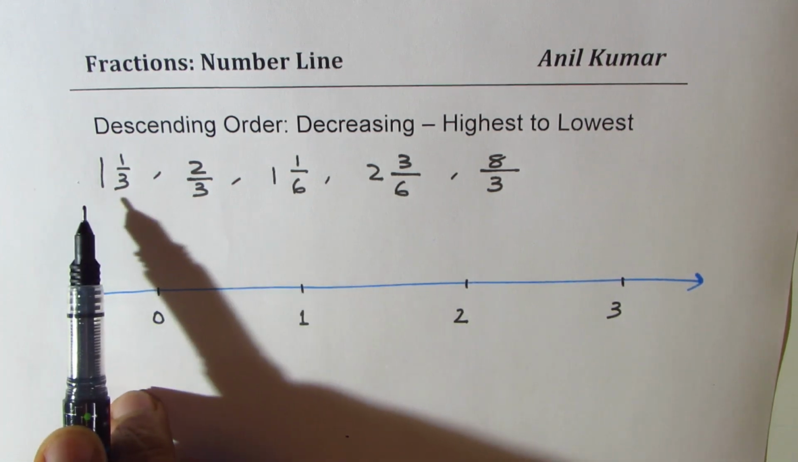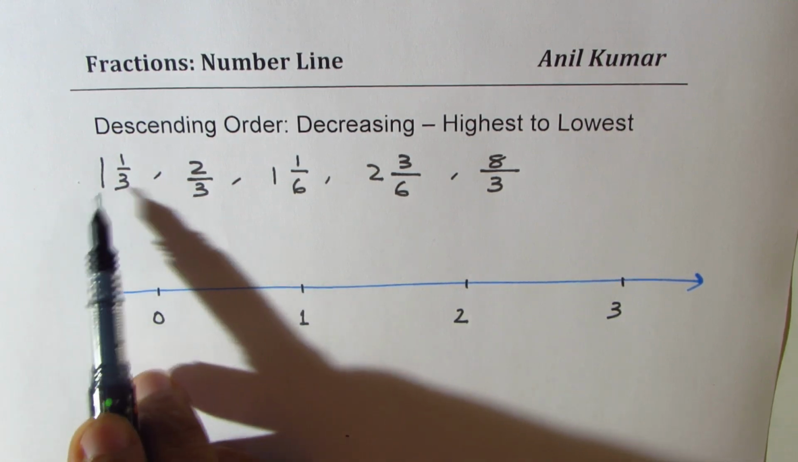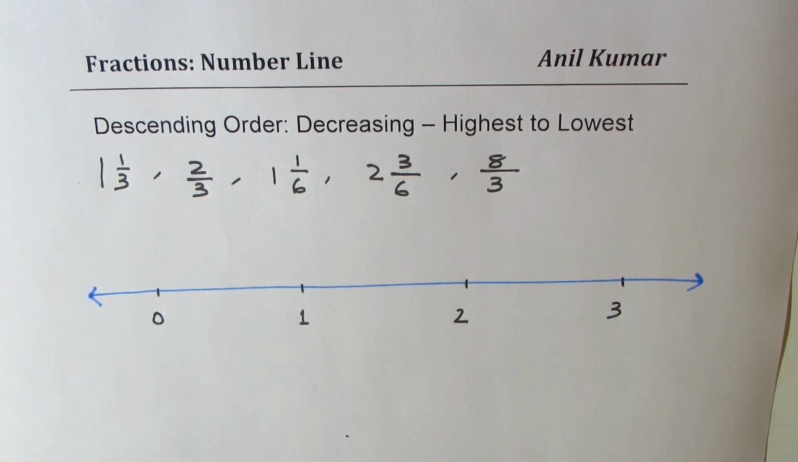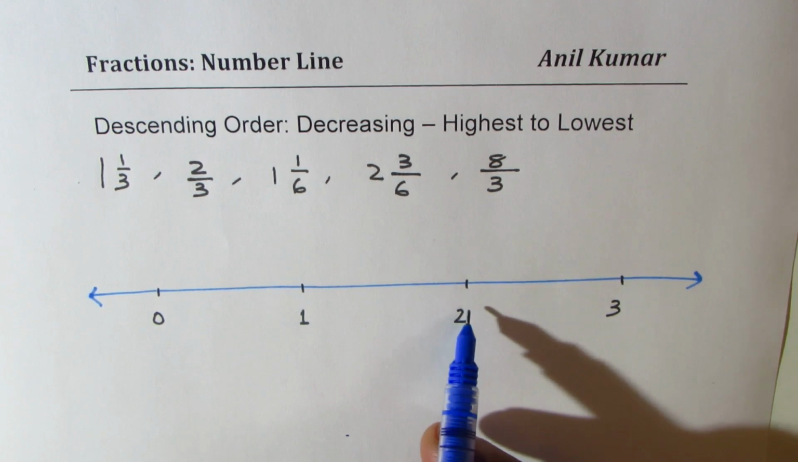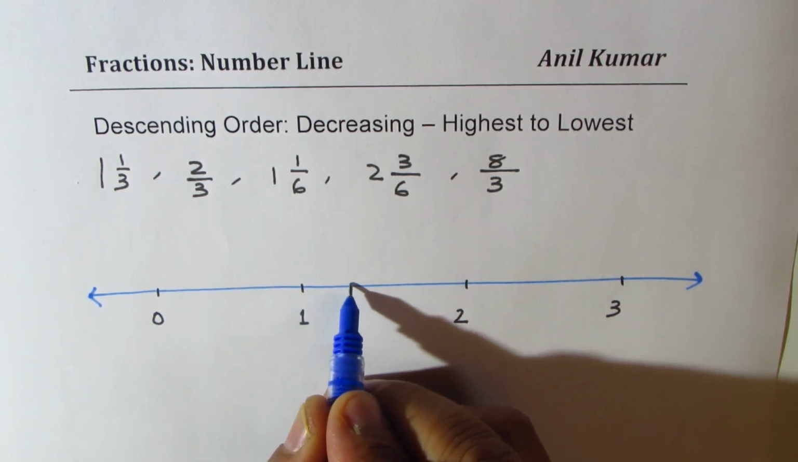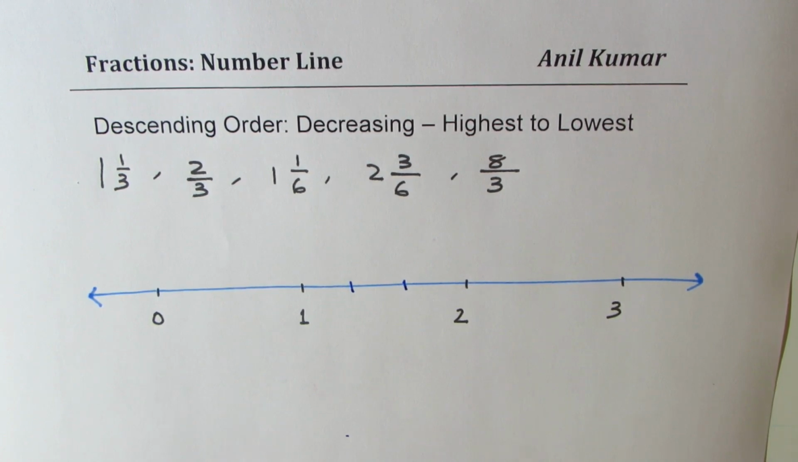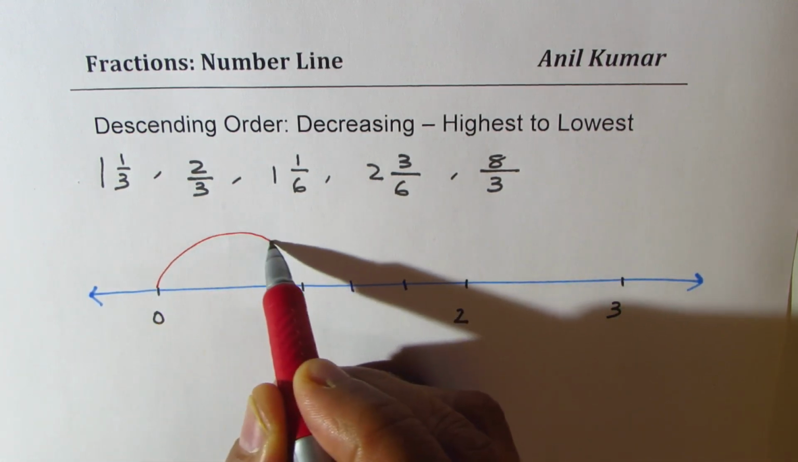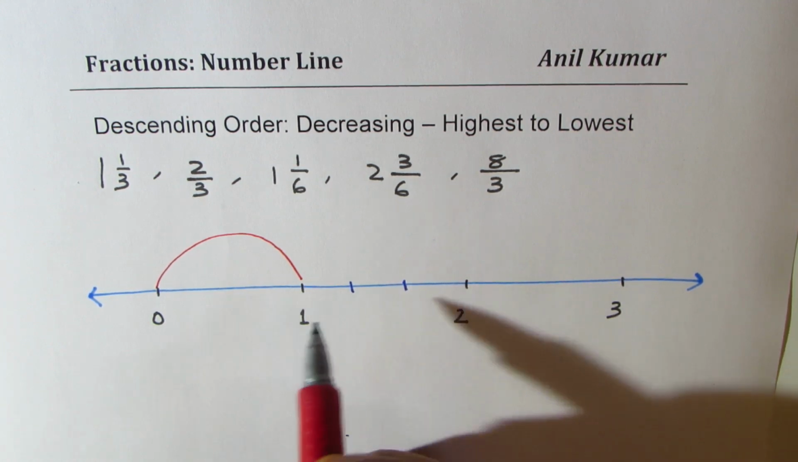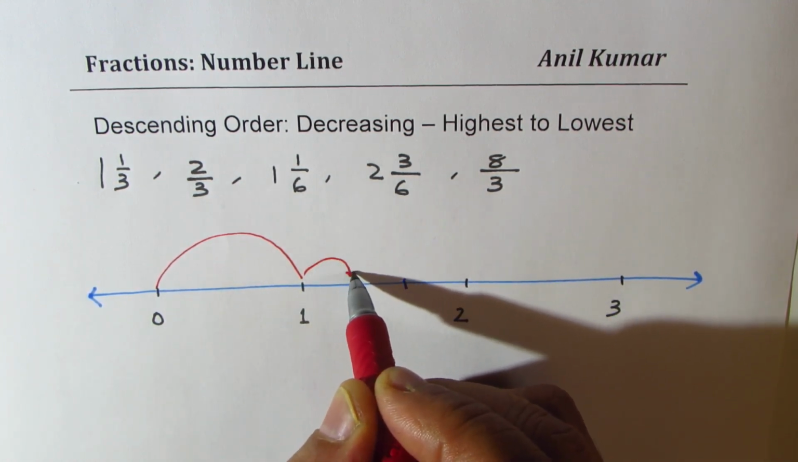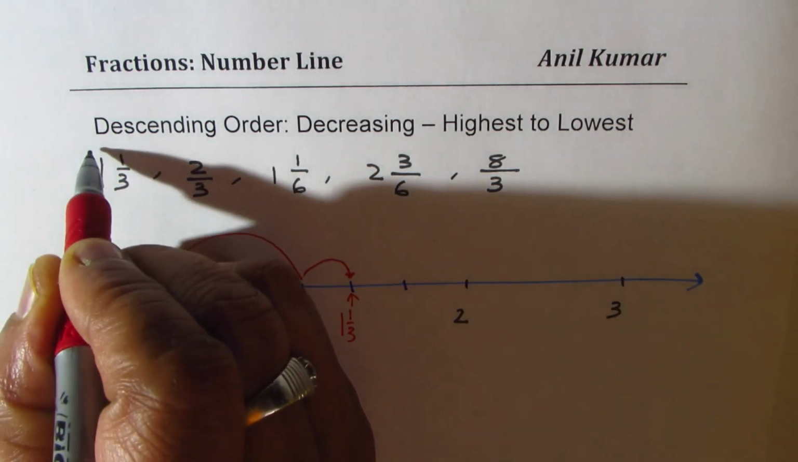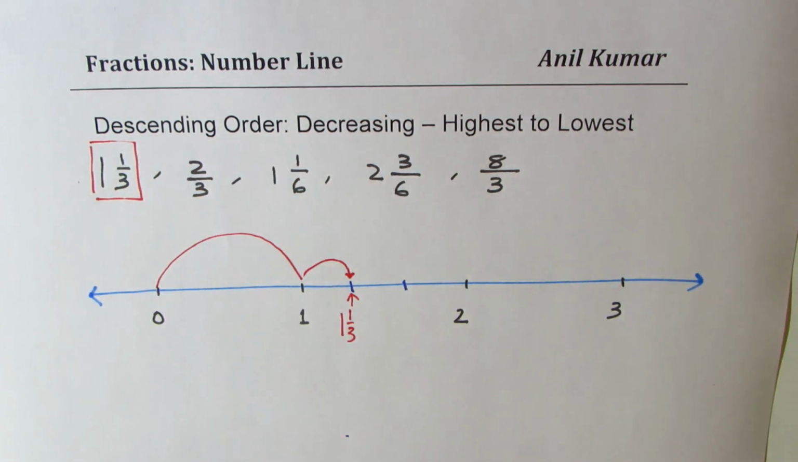In steps. First number is 1, 1 over 3. That means you have to go beyond 1, right? And in between 1 and 2, we have to divide it into 3 equal parts. So let's say these are 3 equal parts. Then 1, 1 over 3 will mean that you go to 1 and then 1/3, first part. So this number here represents 1, 1 over 3. So that is the number in red.